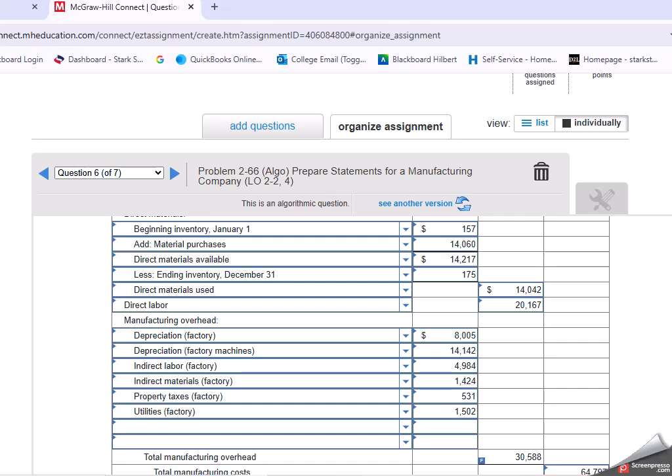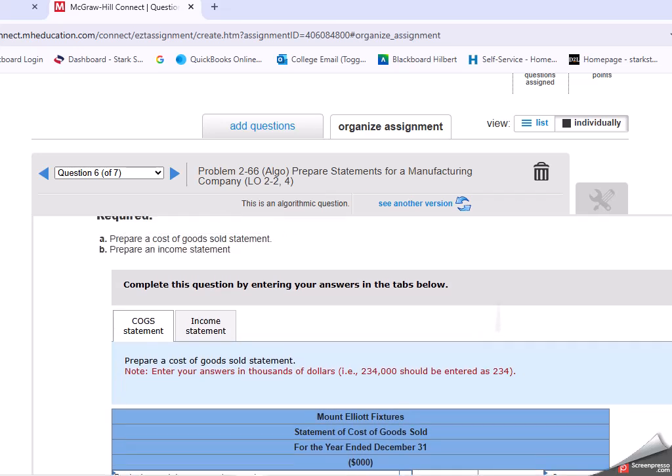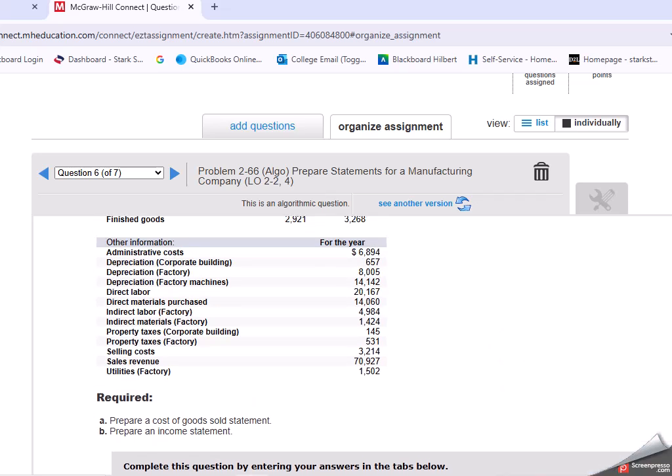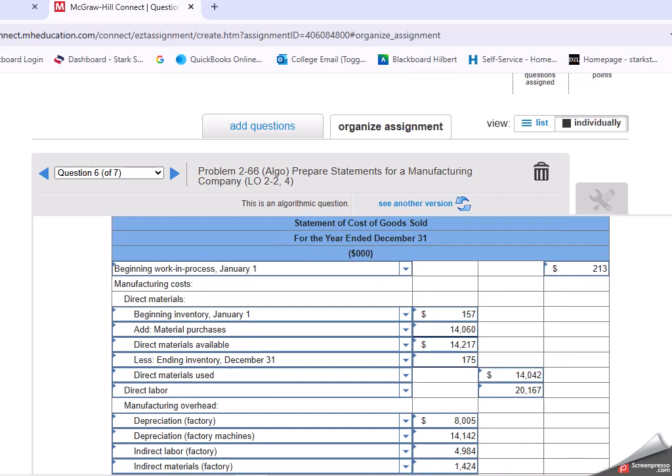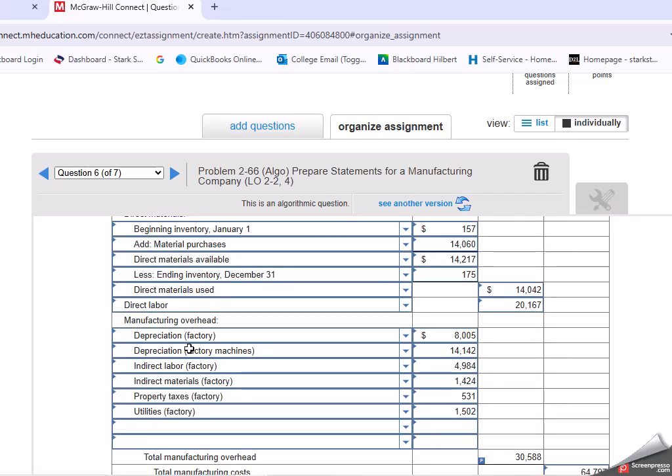In this one, you've got to go back up here and look through the list and say, okay, what is all included in our overhead? So our depreciation factory, our depreciation on those factory machines, our indirect labor factory, our indirect materials factory, our property taxes factory, and our utilities factory. So let's go down and double check. You notice all of those just say factory. So we're not factoring in any of the administrative offices, any of the selling and the marketing.